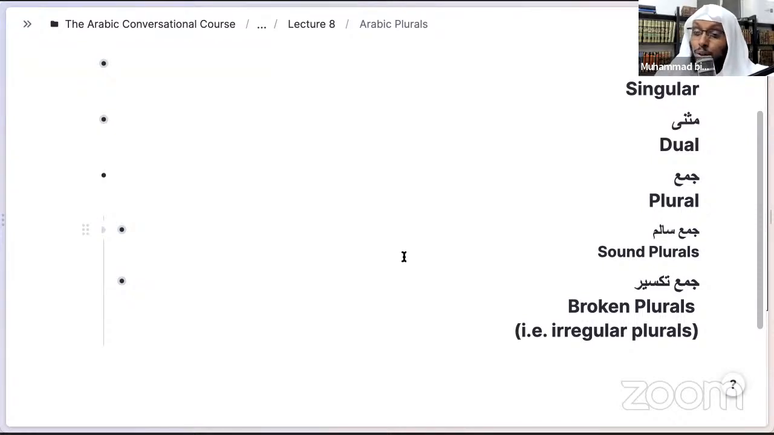Broken plurals is more of a literal translation, jama' taksir. Taksir means to break something. So it's as if the word's been broken up and mixed around. But in terms of what corresponds to English plural, it would be irregular plurals. Such as, for example, foot and feet. Mouse and mice. And so on and so forth. So these are irregular plurals. They don't follow a specific pattern or a specific rule. Regular plurals in English, we just add an S. Book, books. House, houses.